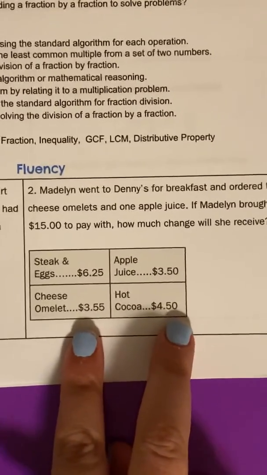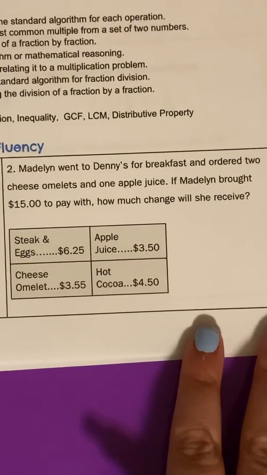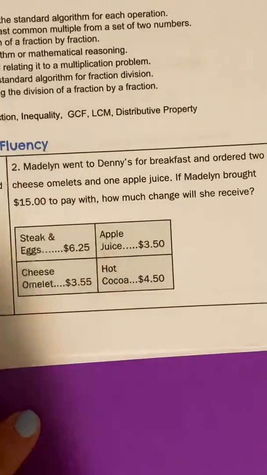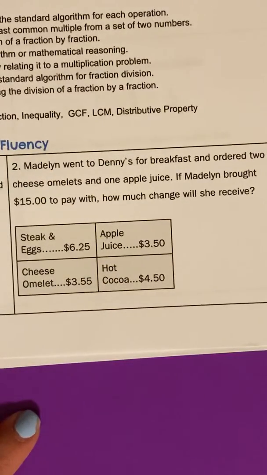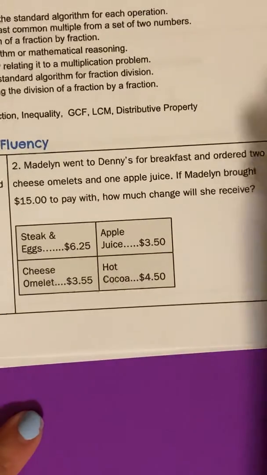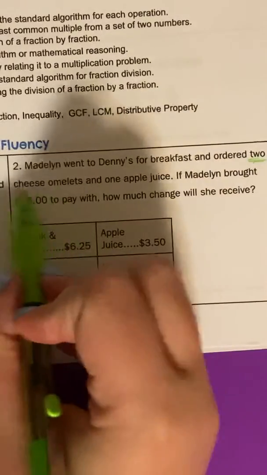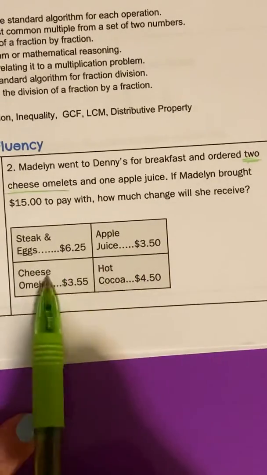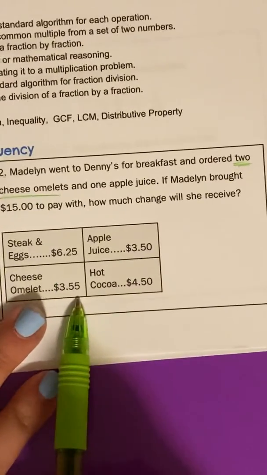Number 2, Madeline went to Denny's for breakfast. Yum, yum, yum. She ordered 2 cheese omelets and 1 apple juice. If Madeline brought $15 to pay with, how much change will she receive? So here's our little menu here. I know, beautiful, right? So she ordered 2 cheese omelets. So how much is a cheese omelet? Let's see. Ooh, $3.55. She ordered 2 of those.